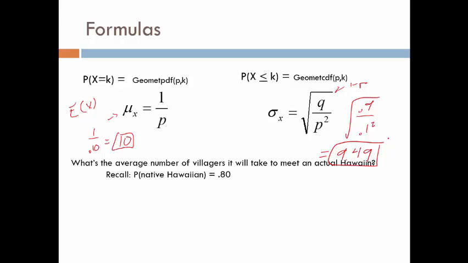The average number of villagers that would take until we meet an actual Hawaiian. So here we don't actually need n, we just need a probability. So it'd be 1 over 0.8. So 1 divided by 0.8. We'd expect to meet 1.25 villagers. If we want to do the standard deviation of this, so we'd do q 0.2 over 0.8 squared. Take the square root of that.